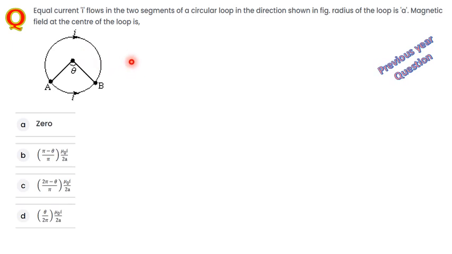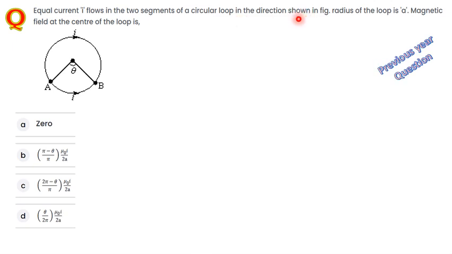You just go through, concentrate a little. See, equivalent current I flows into two segments of the circular loop. One segment is from A to B along the clockwise direction, and again from A to B along the anti-clockwise direction. There are two segments, the first segment and the second segment, with equal amounts of current, but the direction is opposite.